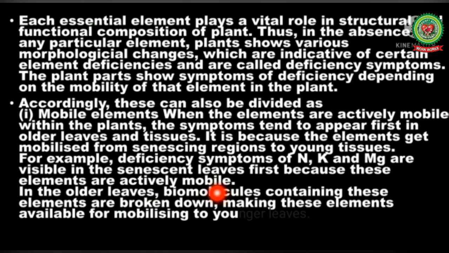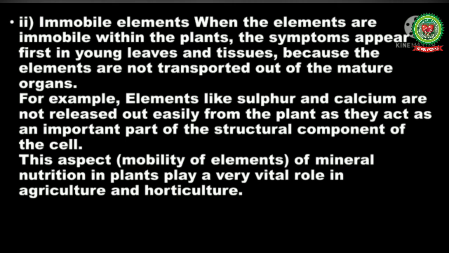Immobile elements. When the elements are immobile within the plants, the symptoms appear first in young leaves and tissues because the elements are not transported out of the matured organs. For example, elements like sulfur and calcium are not released easily from the plant as they act as an important part of the structural component of the cell. This aspect of mineral nutrition in plants plays a very vital role in agriculture and horticulture.